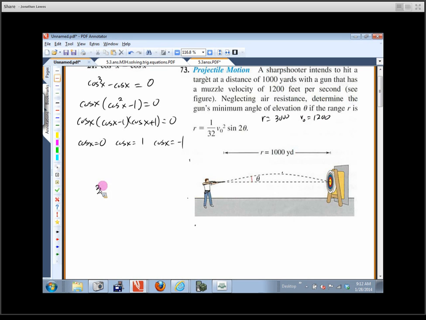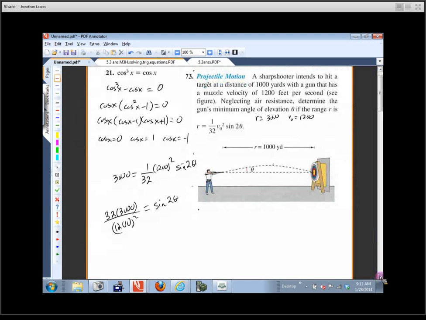So we've got 3,000 equals 1 over 32, and then this would be 1,200 squared times sine 2 theta. I'm going to take this and flip it over and move it to the other side. So I'm going to have 32 times 3,000, and on the bottom I'm going to have 1,200 squared, and that equals sine of 2 theta. Now, if you were doing this using the ideas that I taught you in this section, what would we do right here?